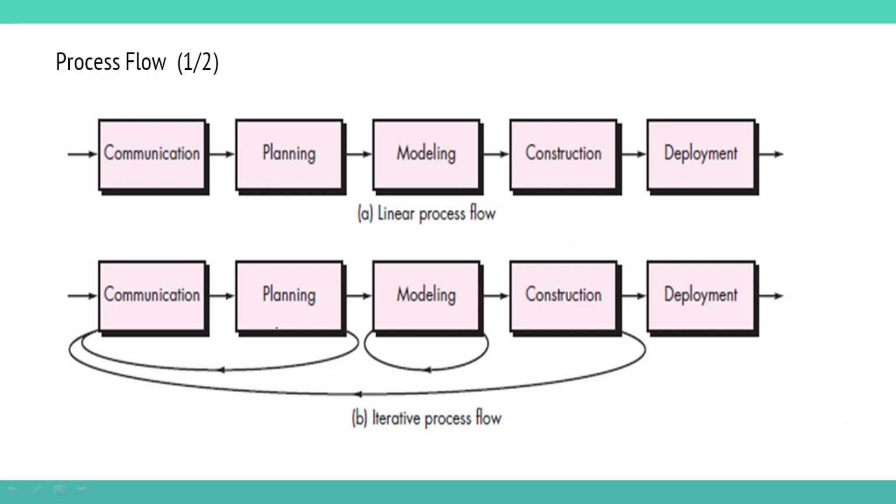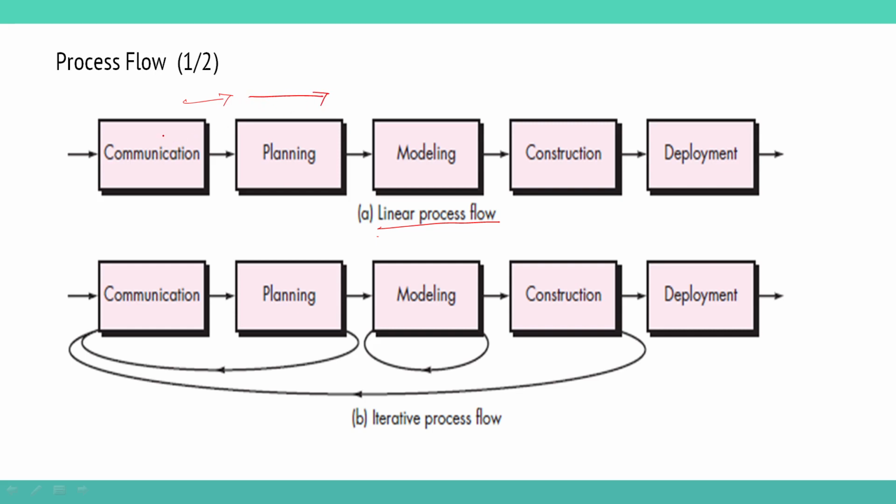One is linear process flow. What do you mean by linear process flow? Because linear process flow will happen one at a time. One process, then the second, then the third, like that. Each step has its own time frames.